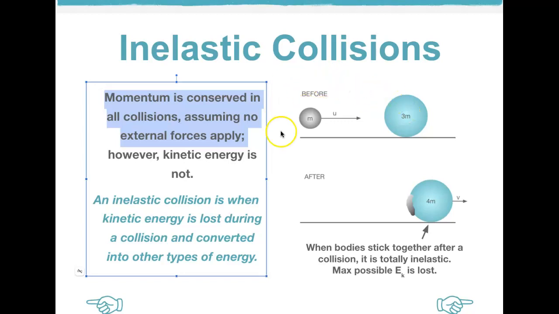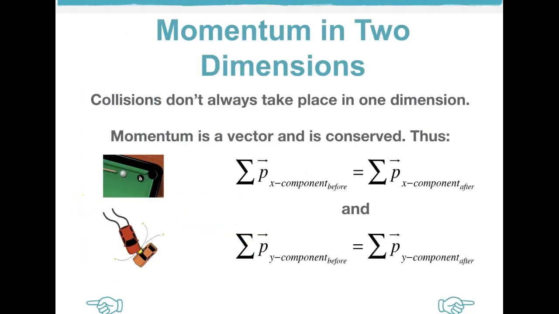That means the momentum of this object plus the momentum of this object will be equal to the momentum of this object after the collision. And you can write a nice equation for that. I'll show you some that look like this. Momentum before equals momentum after.